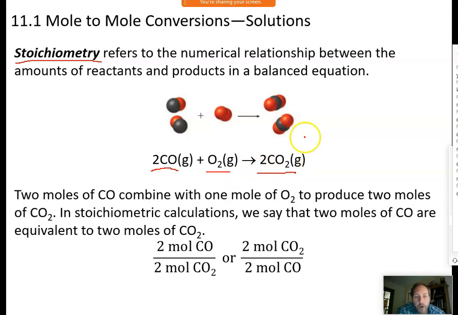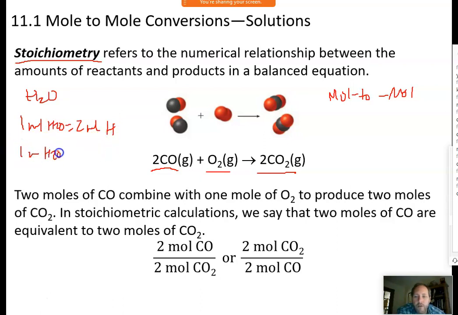Okay, so we're going to be talking about new types of mole-to-mole conversions. If you remember from last exam, we had the mole-to-mole conversion saying for every 1 mole of H2O, there are 2 moles of hydrogen. For every 1 mole of H2O, we have 1 mole of oxygen. Okay, that was last exam, right?